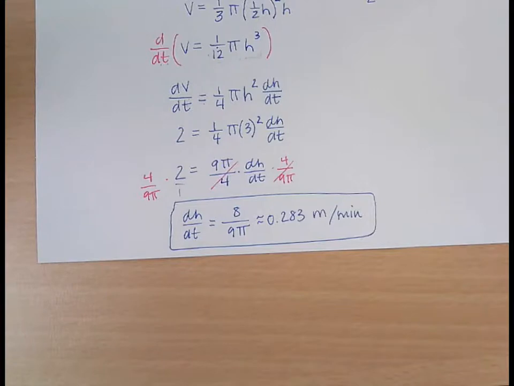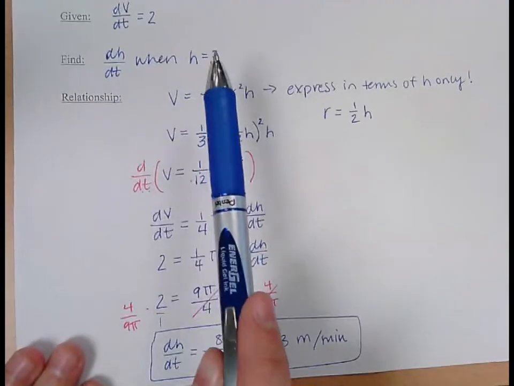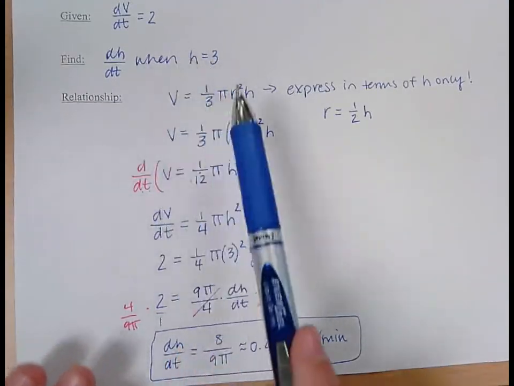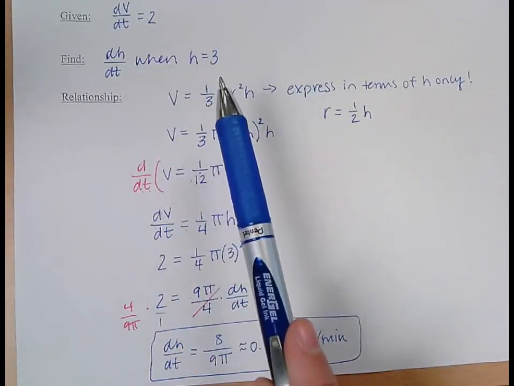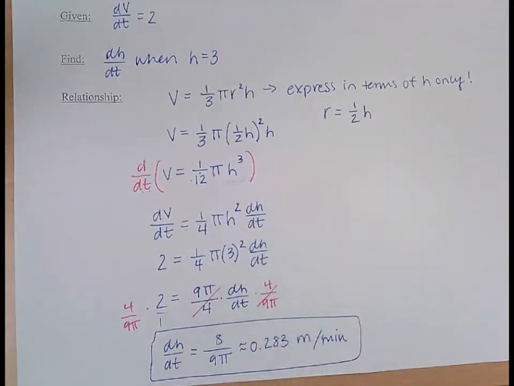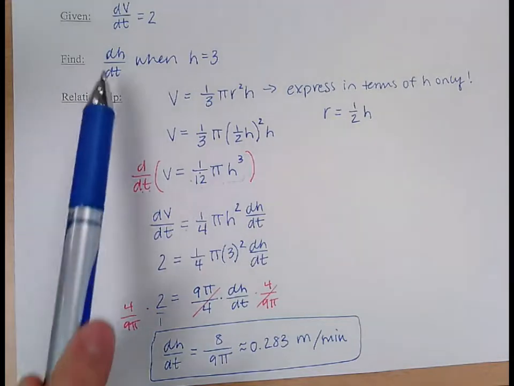Okay, so overall process: if you're not given a diagram and it helps you to draw one, draw a diagram. Figure out what you are given and what it is you're trying to find. There's always a condition. What's the relationship? Take the derivative, and you should be able to substitute a value in for everything except what you're trying to find.